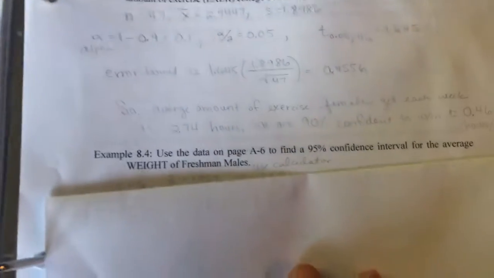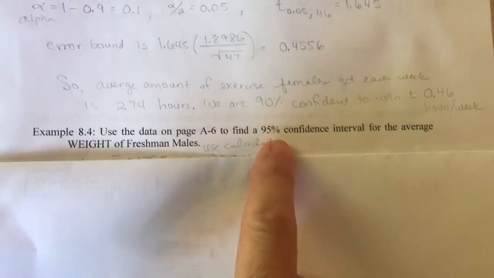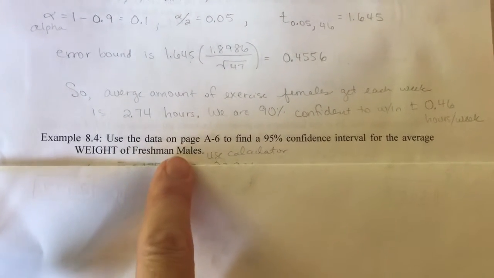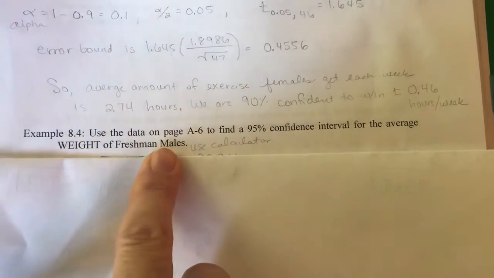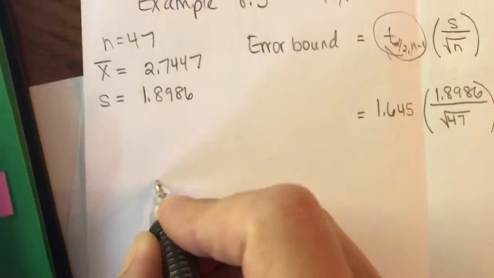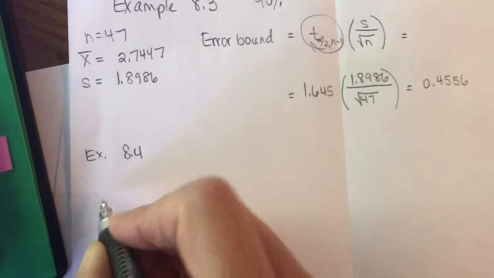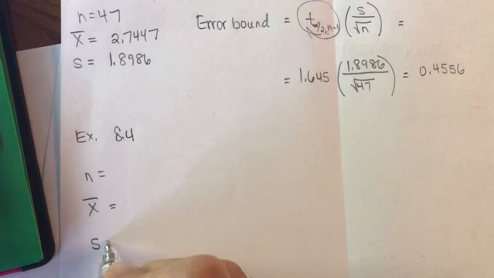All right, so let's try 8.4 as well while we're on here. It says use the data on page A6 to find a 95% confidence interval for the average weight of freshman males. So you're going to have to come back here to A6, and we're talking about the weight of freshman males. So I'm going to come back here. You're going to look that up, all right? And you know you're going to need, let me write this down here. You're going to need to know on 8.4, this is example 8.4, you need to know the sample size. You have to find the mean, and you have to find the standard deviation.